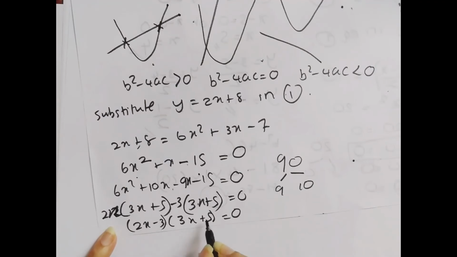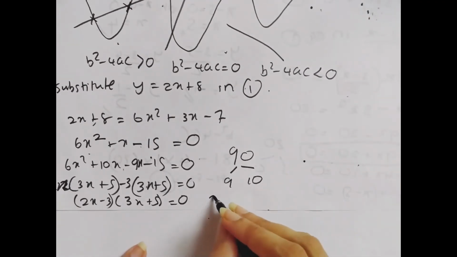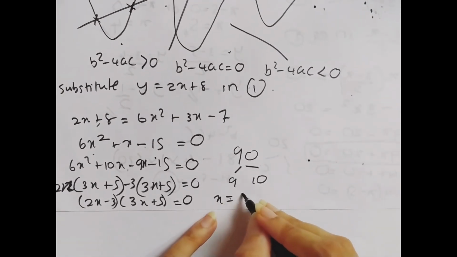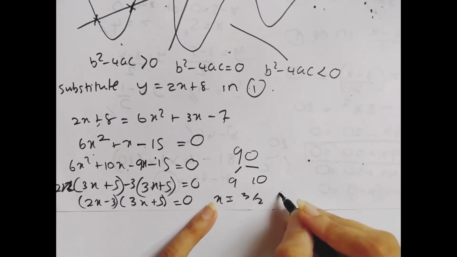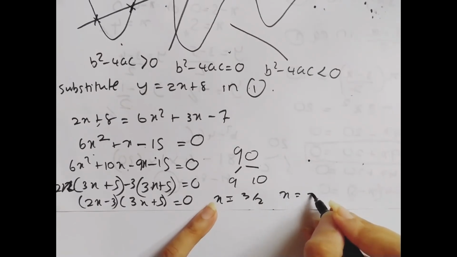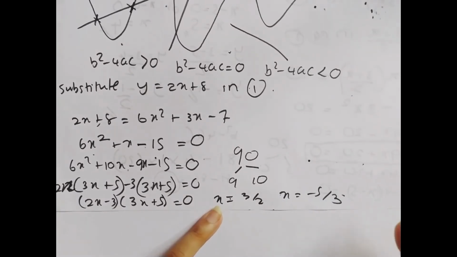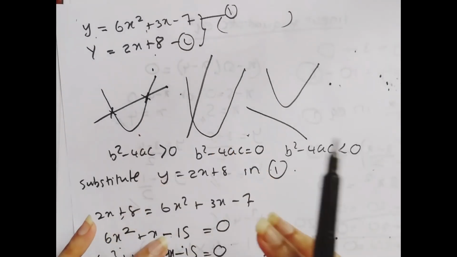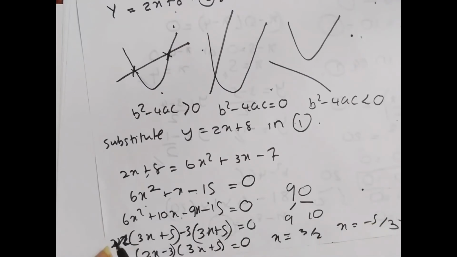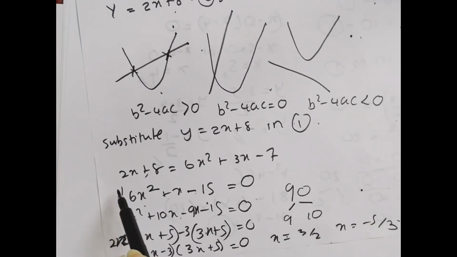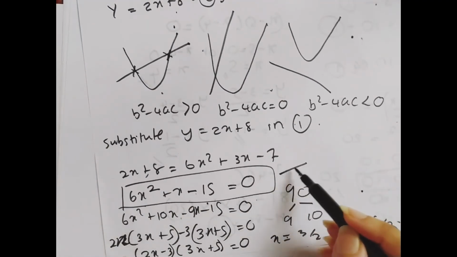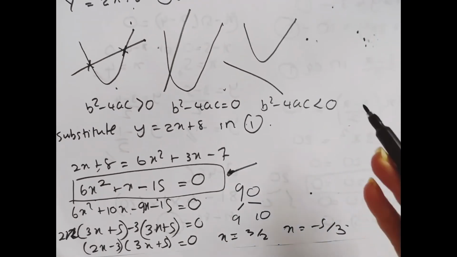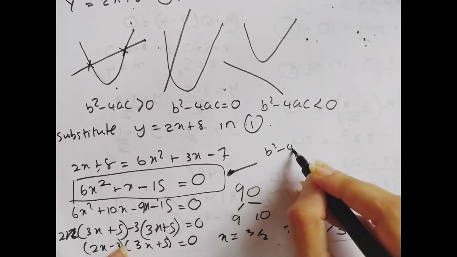So you are having two distinct roots: x equals 3 by 2 and x equals minus 5 over 3. So without solving like this, if you want to determine how many intersections there are, this is your final equation. For this equation, you check the discriminant, b squared minus 4ac.